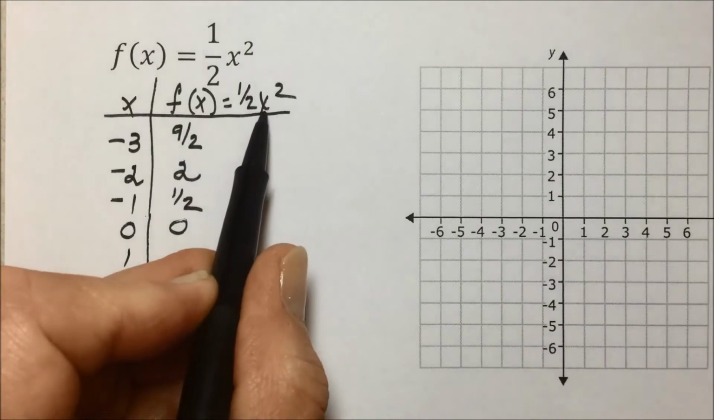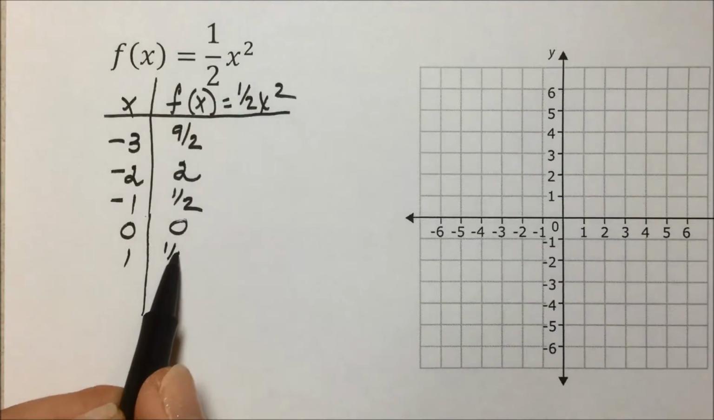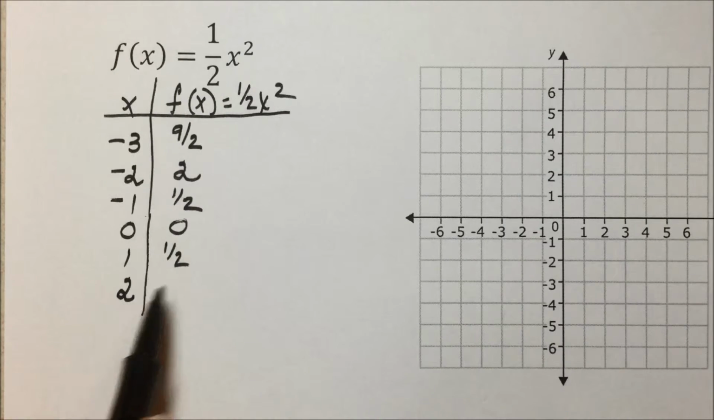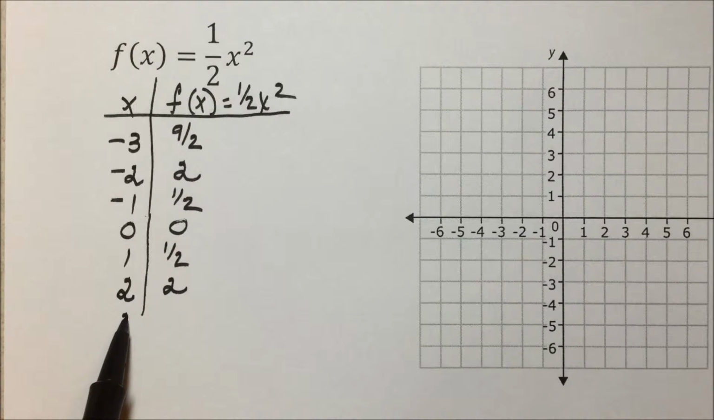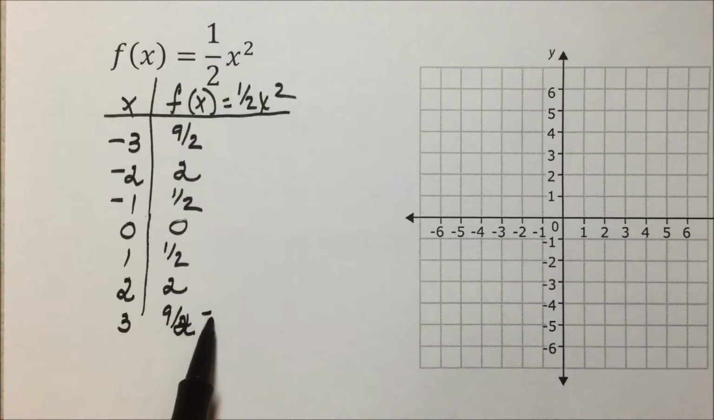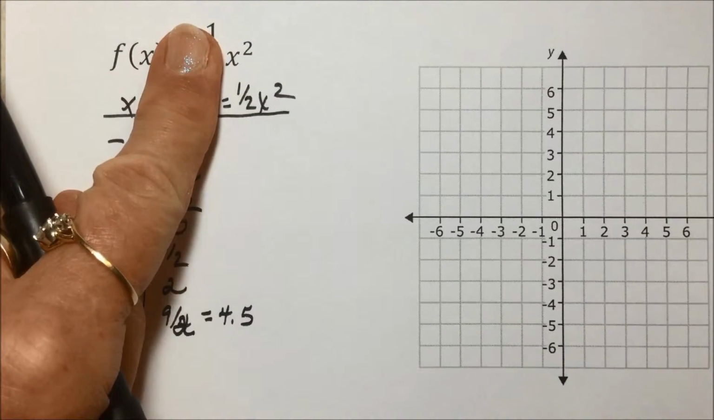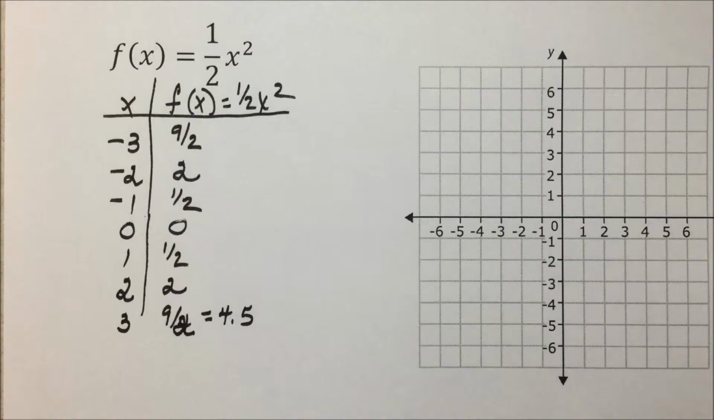Putting in a 1, no different than the -1. Squaring it gives us 1, times 1/2 is 1/2. Putting in a 2, 2 squared is 4, times 1/2 is going to give us a 2 as well. And plugging in a 3, we'll end up with our 9/2, which is 4.5 for graphing purposes, might be easier. So plotting these points, how does this graph compare to just the 1x squared that we just got done graphing?